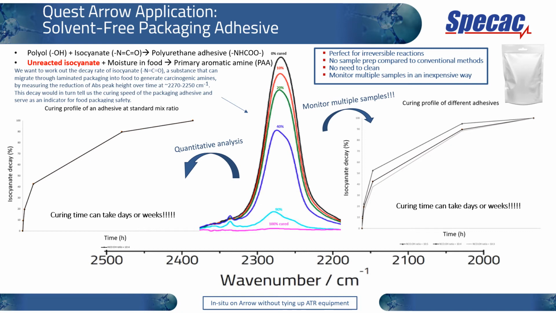So the Arrow is perfect for irreversible reactions. There is no sample preparation compared to conventional methods where in the packaging industry they use hand lamination or maybe a semi-industrial laminator or full-on industrial laminator, which is very time consuming for doing this sort of FTIR analysis if you just want to have a quick screening test. There's absolutely no need to clean in between runs, and you can monitor multiple samples in a very inexpensive way.